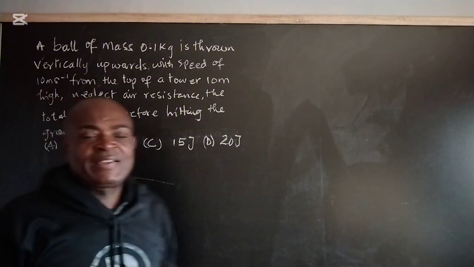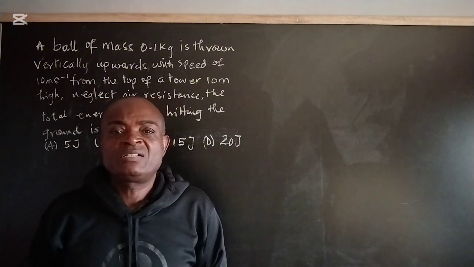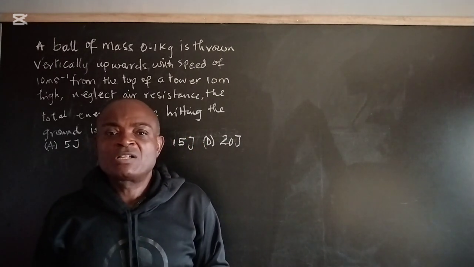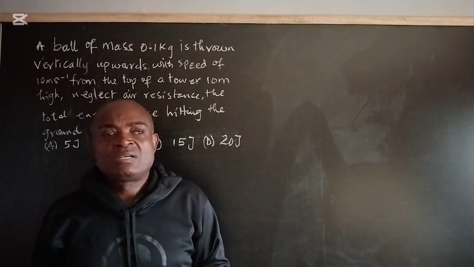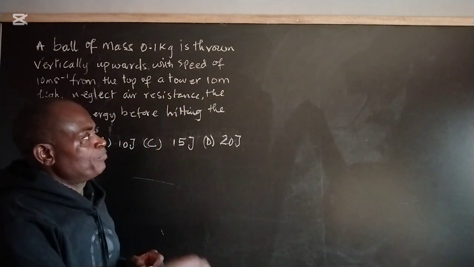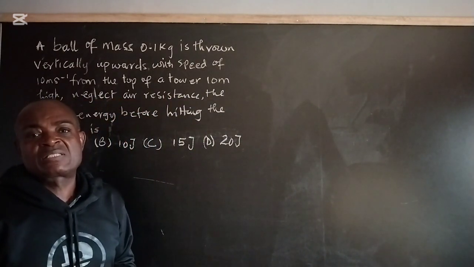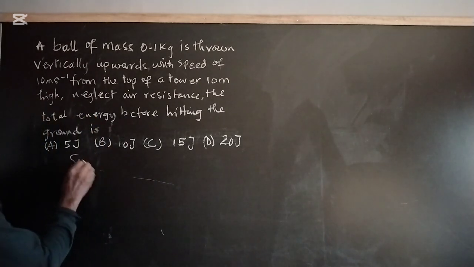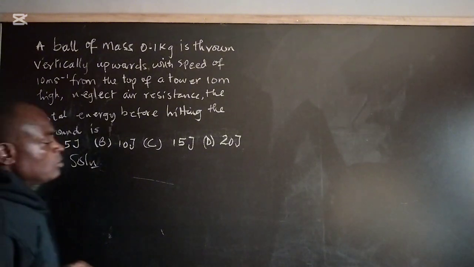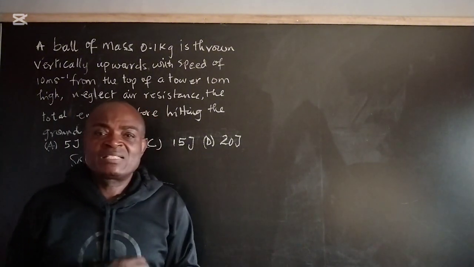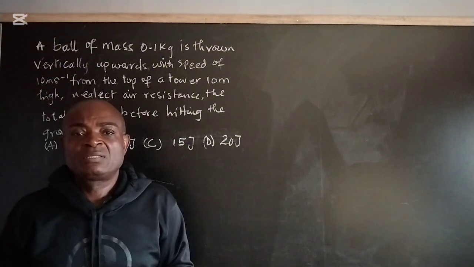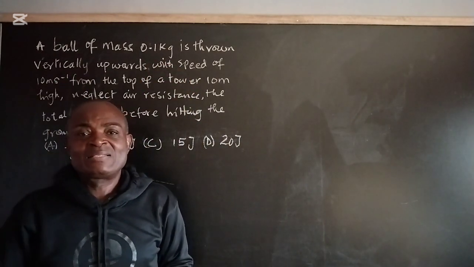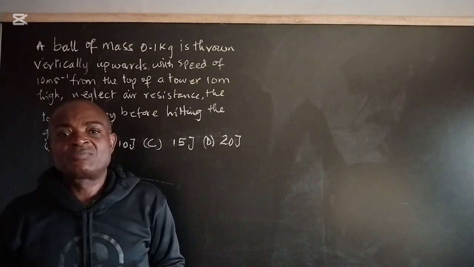Now they want us to find, a ball was thrown from the top of a tower and then it goes up, returns back to the ground. They want us to find the total energy throughout the flight just before it hits the ground back on Earth. So for us to be able to solve this, we will consider two cases. Number one is a case of going up from the top of the tower until it achieves its maximum height, and then it returns back, passing the top of the tower down to the foot of the tower.